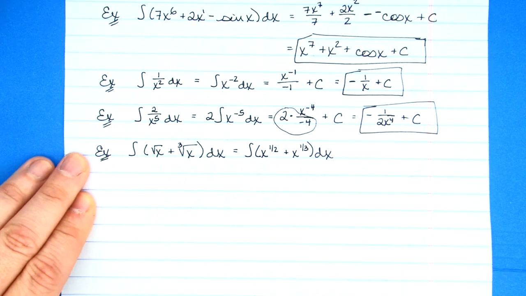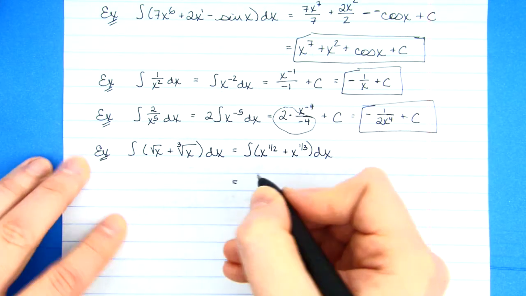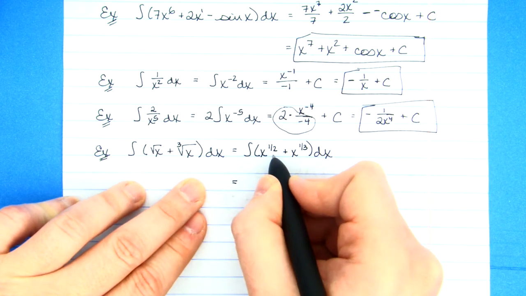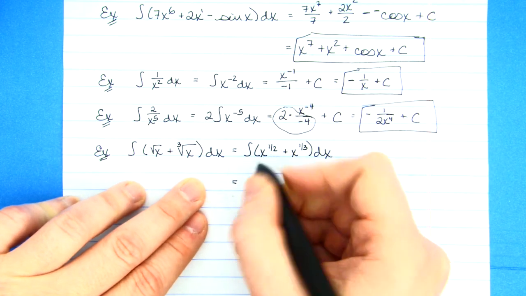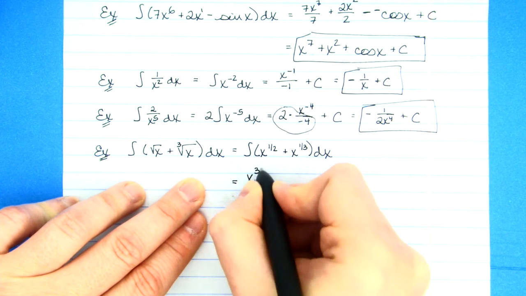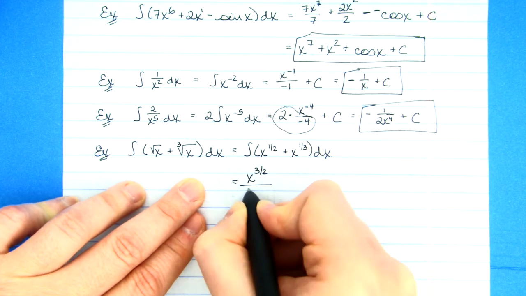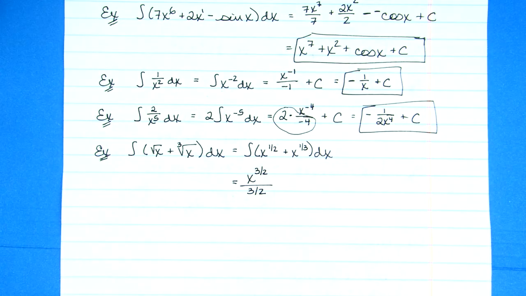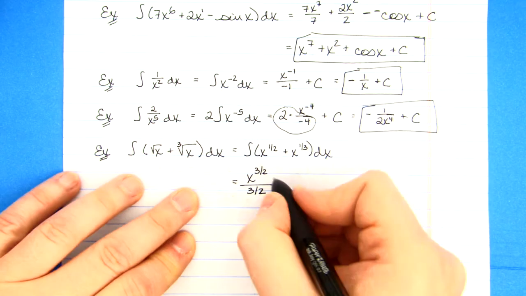I think I want to just keep doing this one together. Add 1 to the power and divide by the new power. 1/2 plus 1, or 1/2 plus 2/2, gives us x to the 3/2. And I'm going to divide by that 3/2. I know this is going to look bad. I'll clean it up later. I'm going to get x to the 3/2 over 3/2 plus.